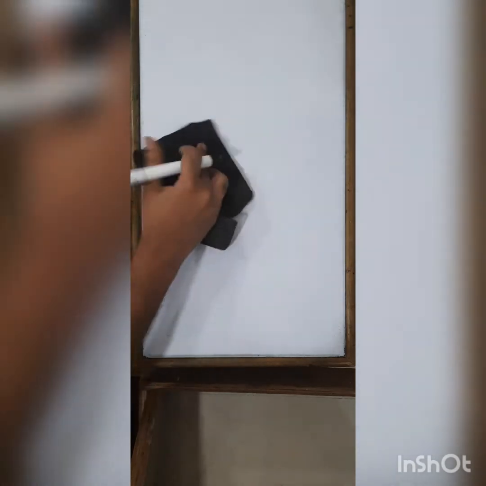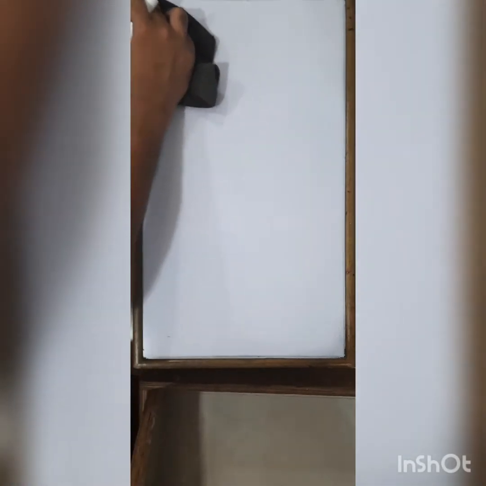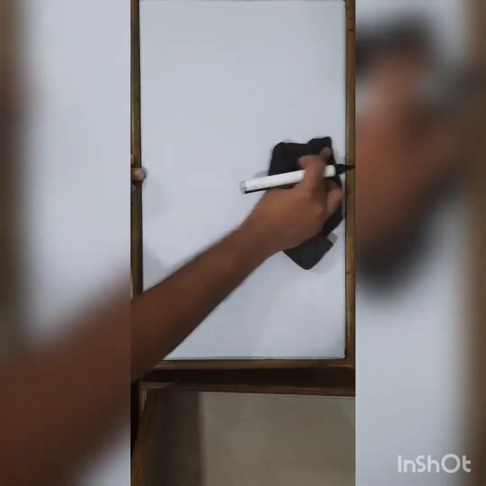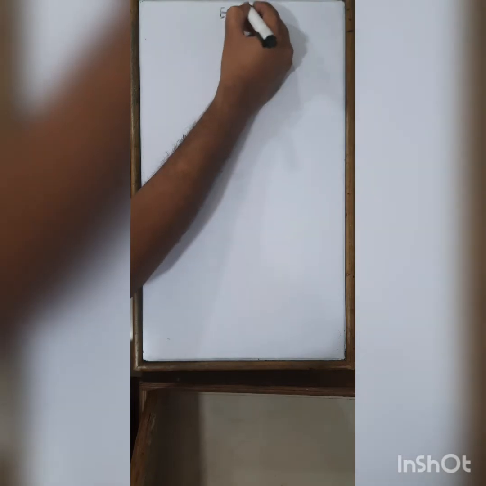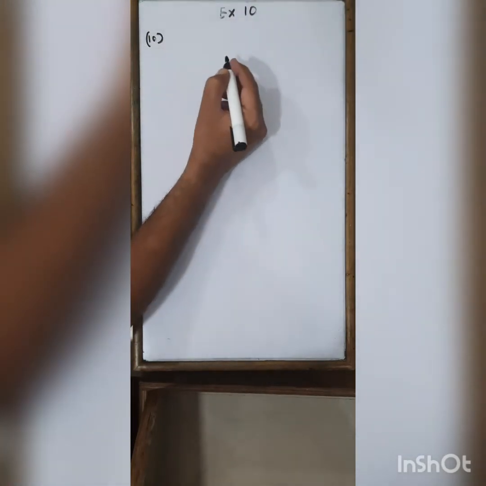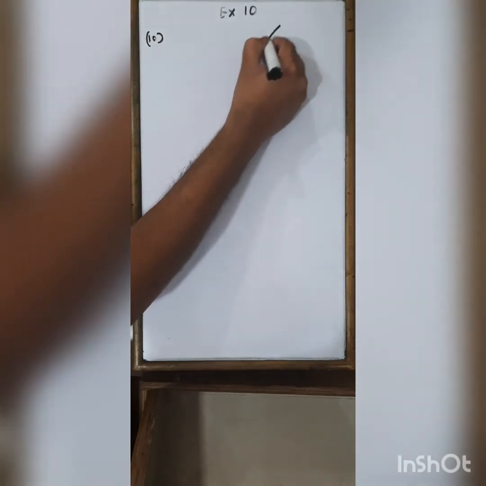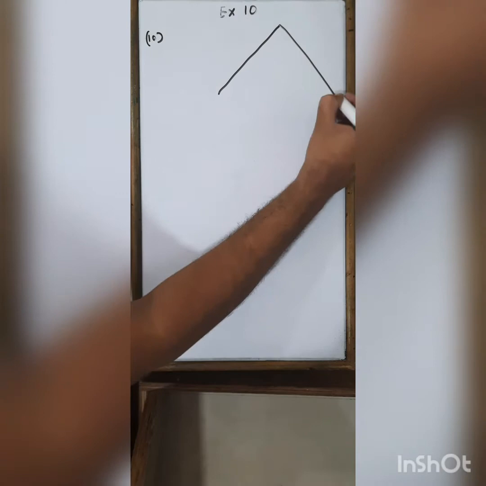Let us start with exercise 10, sum number 10. Prove that the triangle formed by joining the midpoints of an equilateral triangle.